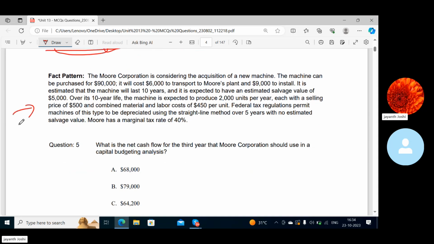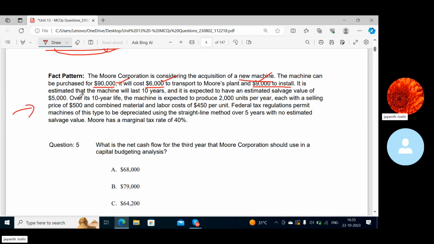Next question. These are very challenging questions. The Murray Corporation is considering the acquisition of a new machine. The machine can be purchased for $90,000. It will cost $6,000 to transport to Murray's plant and $90,000 to install. So you understood purchase cost and transportation cost, and this all would be added, right?